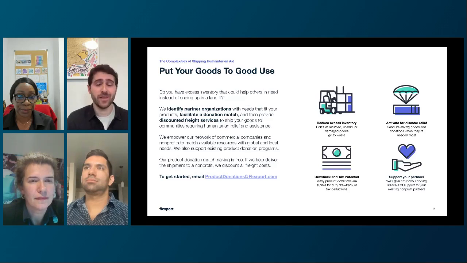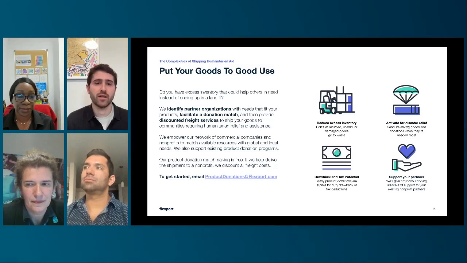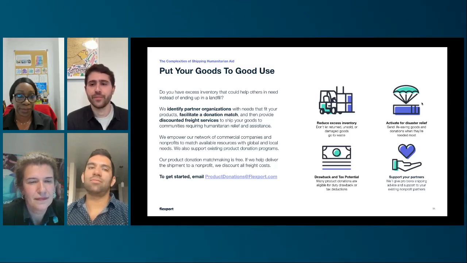And then if you're shipping relief supplies yourself, you have a program, you have a charity you're working with, we can either help manage those shipments, of course, or we can at least provide guidance and best practices. So reach out to your dedicated account executive, reach out to your team. We'd be happy to talk and see how we can support.